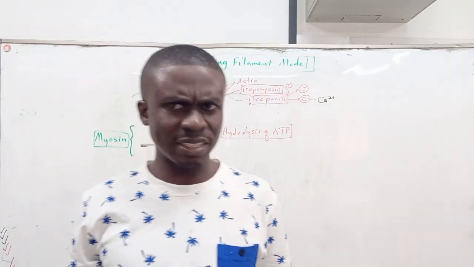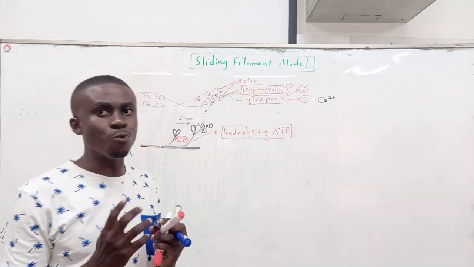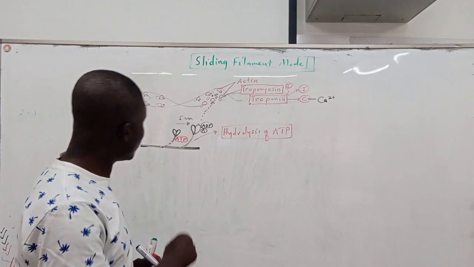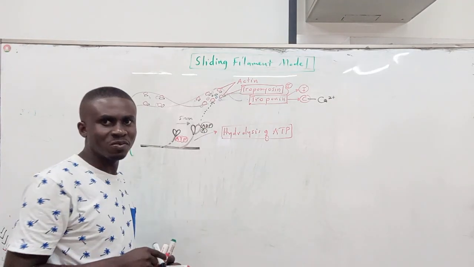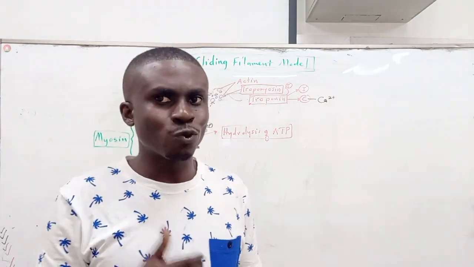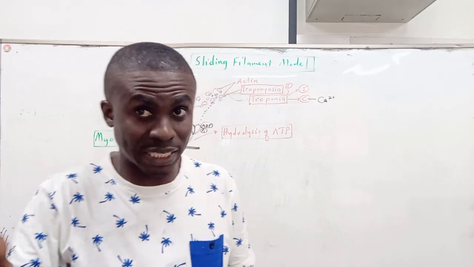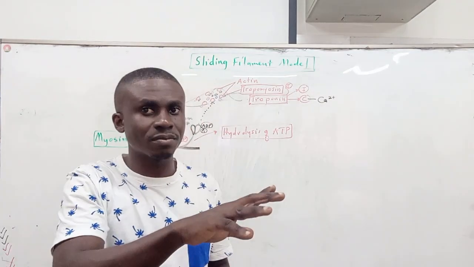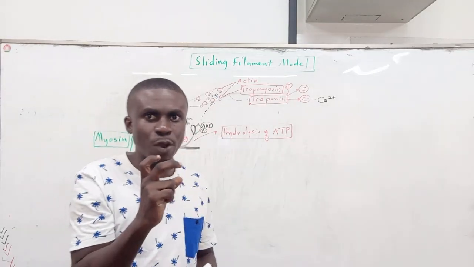But my friends, is that all? Now, this kind of interaction is going to be a weak interaction. Why? Because we see that ATP and inorganic phosphate are still bound to the myosin head. So the interaction, which in this case we are calling the cross bridge, is formed. But this one is a weak interaction, a weak cross bridge.